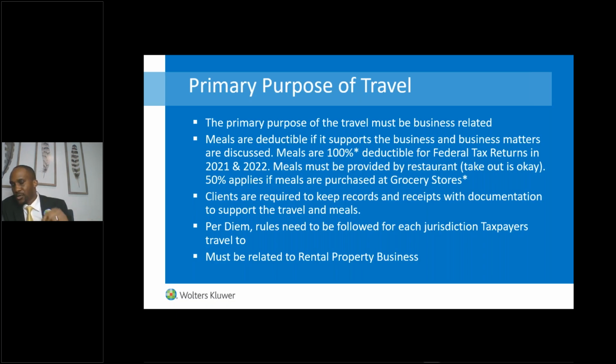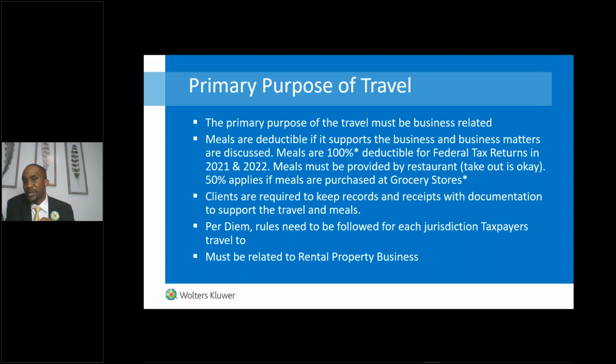But it can't be purchased at the grocery store. Not grocery store meals. No, it has to be at a restaurant, because the whole purpose of this, definitely during the pandemic, is that a lot of restaurants struggled. So the IRS, the U.S. government, wants business owners to spend some money and help out the restaurants. That's the whole purpose behind it. So clients are required to keep records and receipts with documentation to support the travel and meals.